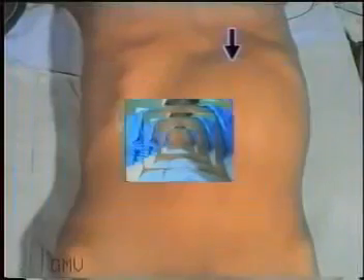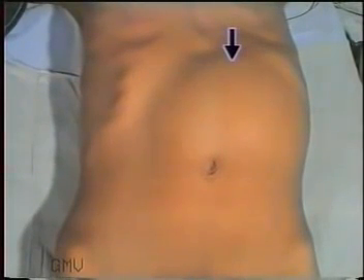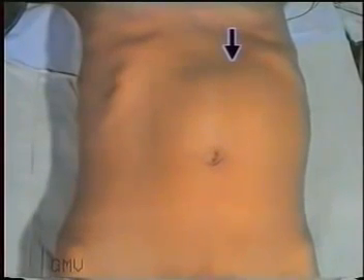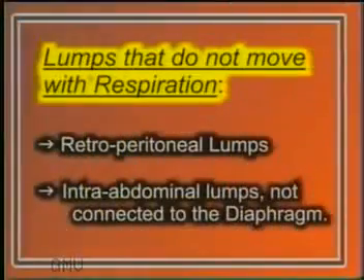If there is a visible lump, particularly if it is in the upper abdomen, observe carefully whether it moves up and down with each respiration. Note the movement of this lump with respiration. Now this is a liver with multiple nodules. Note the movement with respiration. The lumps connected to the diaphragm, that is from liver, gallbladder, spleen and stomach, move very well with respiration. Renal lumps move slightly, while retroperitoneal lumps and intra-abdominal lumps not connected to the diaphragm do not move with respiration.